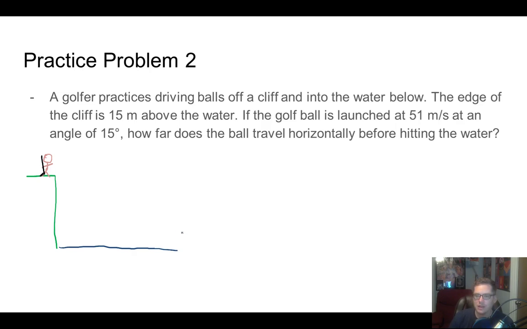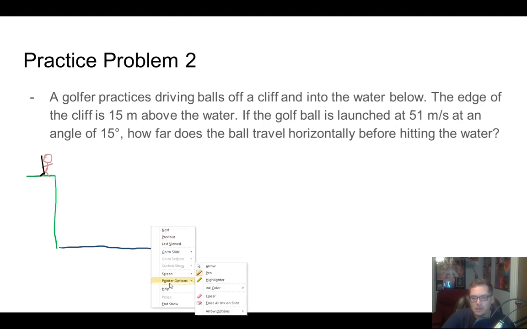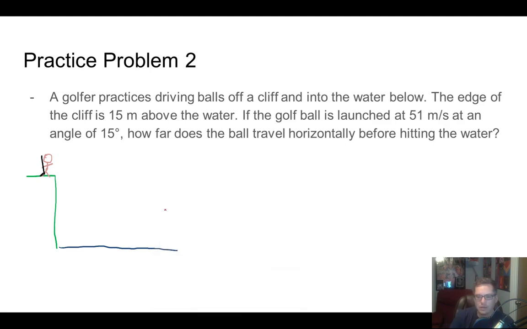Cool. Now let's start adding in a little bit of our values. What color should I use to do our math? How about red? So the edge of the cliff is 15 meters above the water, so this is 15 meters. That's easy. If the ball is launched at 51 meters per second at an angle of 15 degrees, how far does the ball travel?